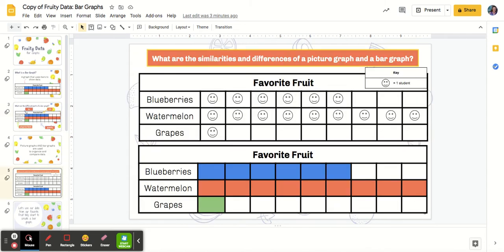Okay, so similarities and differences between a picture graph and bar graph is that they're laid out the same way. They have different lines and rows to show each category. And then in picture graphs, they use pictures and items or objects to show the votes, whereas in bar graphs, it's more just a filled in square or a long rectangle. So as you can see, they're very similar, but just a little bit different by how they show their votes.